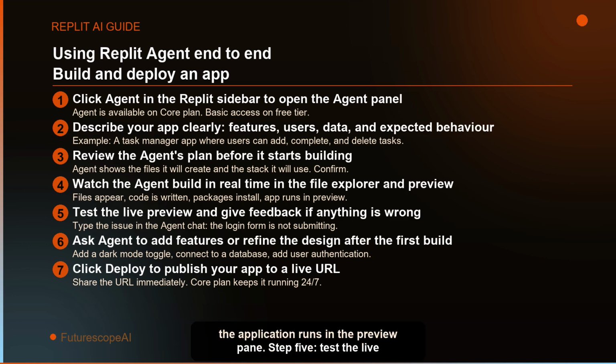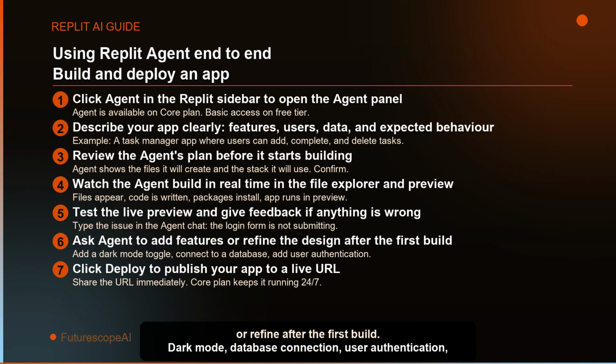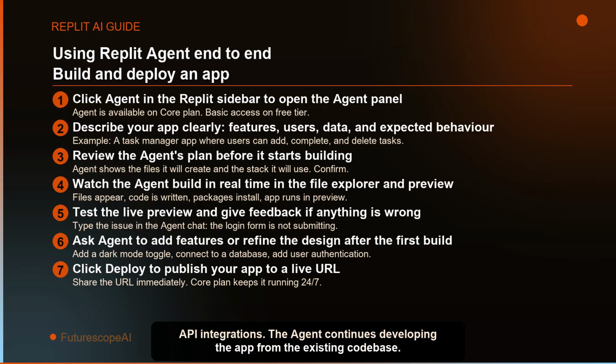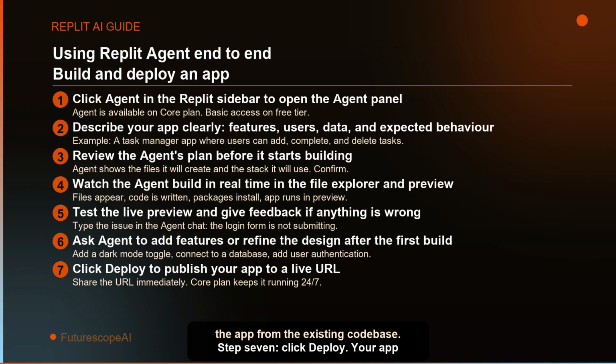Step 5. Test the live preview and give feedback if anything is not right. Type your feedback in the agent chat, describing the specific issue, and the agent addresses it without you writing code. Step 6. Ask agent to add features or refine after the first build. Dark mode, database connection, user authentication, API integrations. The agent continues developing the app from the existing codebase. Step 7. Click Deploy. Your app gets a live URL you can share immediately. Core plan keeps it running around the clock.